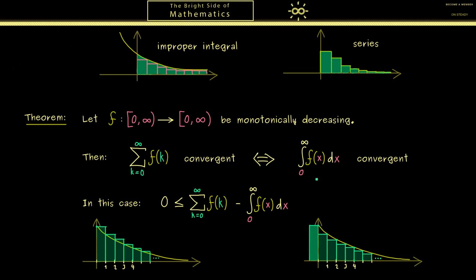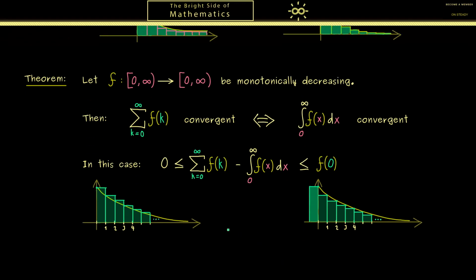Hence, if this integral is convergent, then the series starting with 1 is also convergent. However, then the series starting with 0 is of course also convergent. Moreover, from this we can conclude that the difference here cannot be larger than the first entry, in other words, the value of f at 0. Okay, and with this, the formulation of the theorem is finished. And in some sense, as you can see, we already explained the proof of it. However, I would say, let's do it again in the formal correct way.